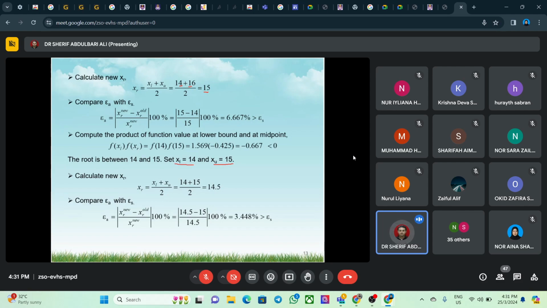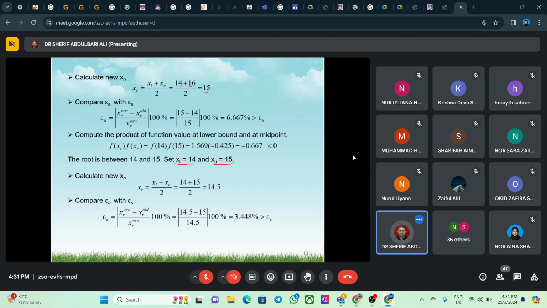So now you can see how I am trying to narrow, or bracket, the values. At the start of this example, I started with x lower equal to 12 and x upper equal to 16. Now I end up with x lower 14 and x upper 15. So I am narrowing the search.